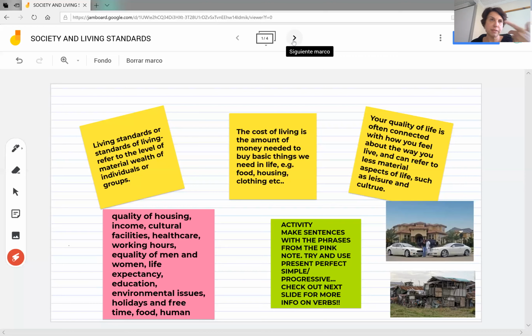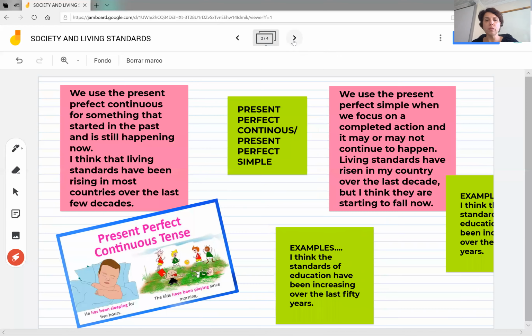Okay, so I'm sending you the slides, so all you have to do is just go to the slides. Present perfect continuous and present perfect simple. Oh, sorry, I think I said present perfect progressive, which is the same as present perfect continuous. So present perfect continuous is for something that started in the past and is still happening now. So I think that living standards have been rising in most countries over the last few decades. So that is something that is still happening.